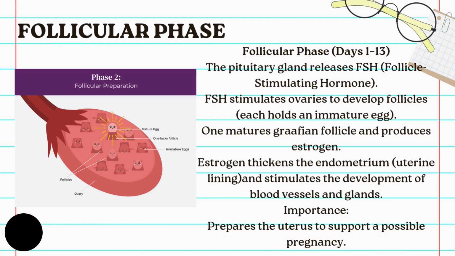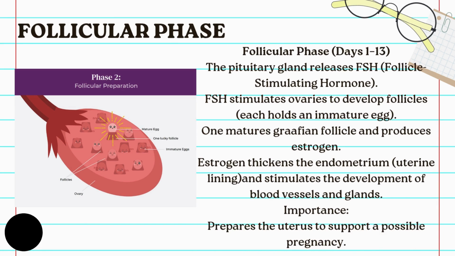So what happens is that you have this, which is basically called your menstrual cycle. And during your menstrual cycle, you go through a phase called the follicular phase. So what happens in the follicular phase? It takes 13 days, day 1 to 13. This is what happens as you're going through your follicular phase.